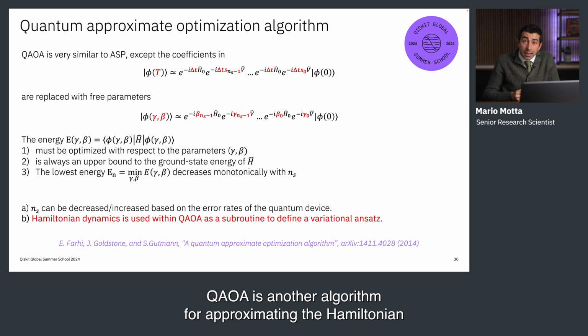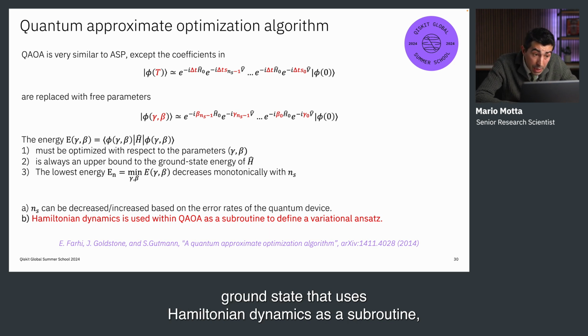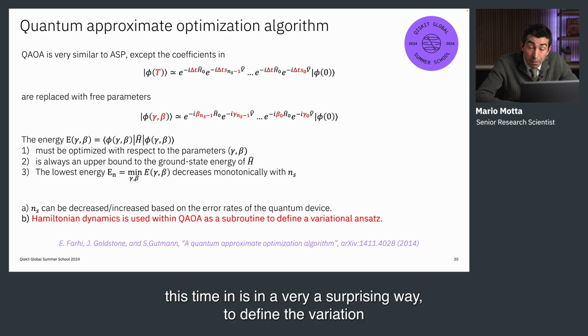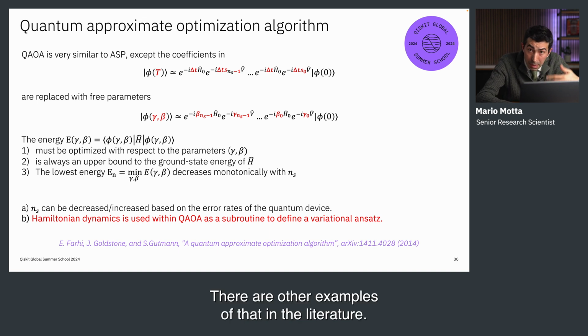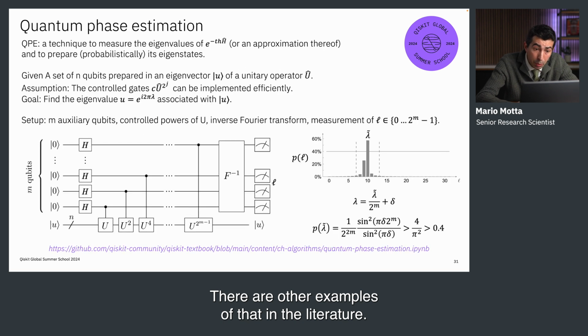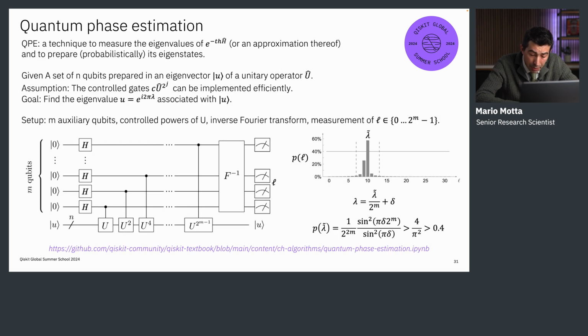QAOA is another algorithm for approximating the Hamiltonian ground state that uses Hamiltonian dynamics as a subroutine, this time in a very surprising way to define a variational ansatz. And there are other examples of that in the literature.